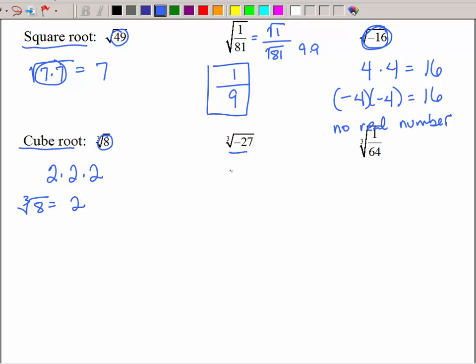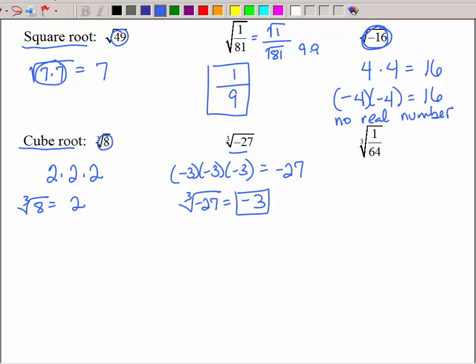Now what about this one? Don't be so quick to say, no real number, because negatives multiplied an odd amount of times is negative, as in negative 3 times negative 3 times negative 3 is negative 27. So the cube root of negative 27 is indeed negative 3.